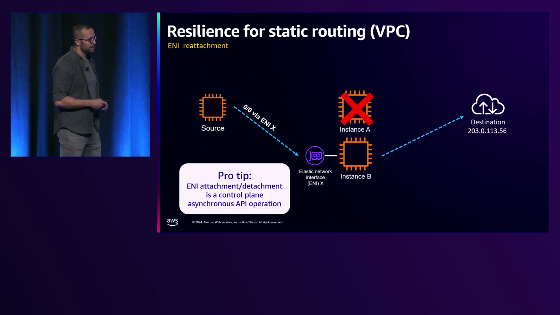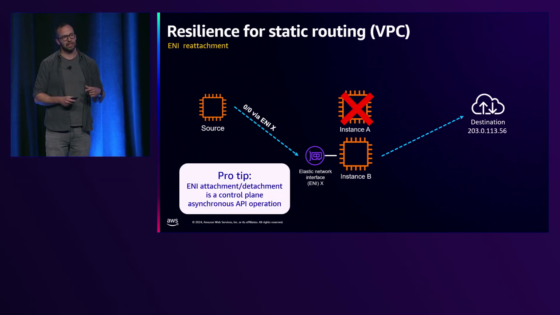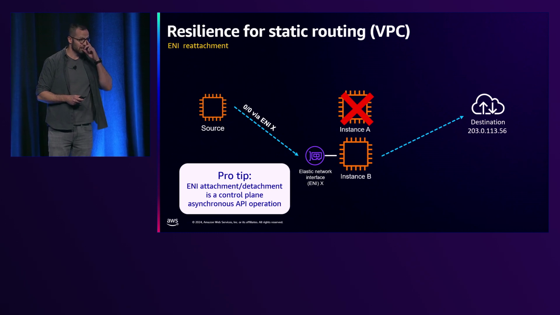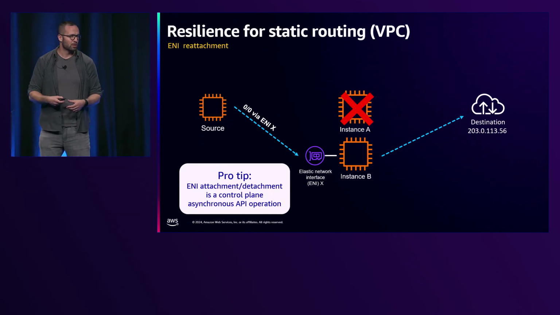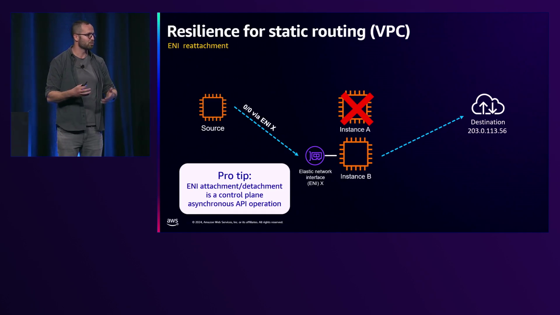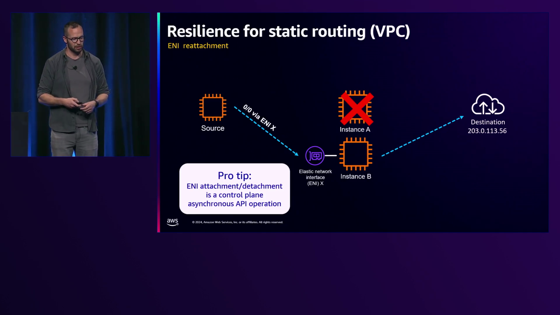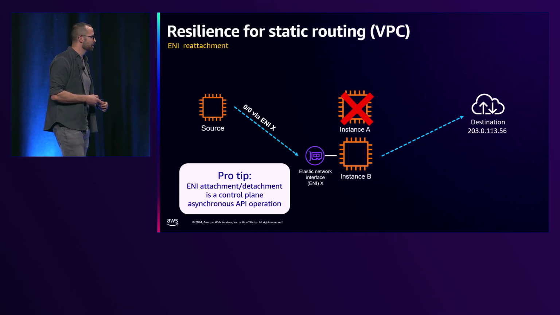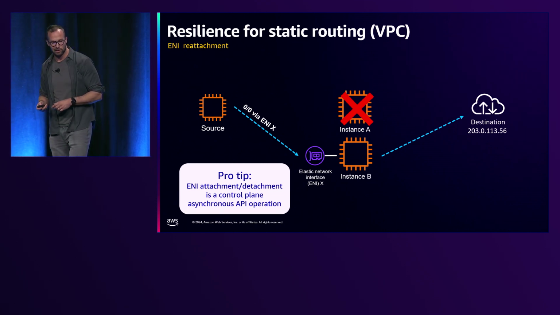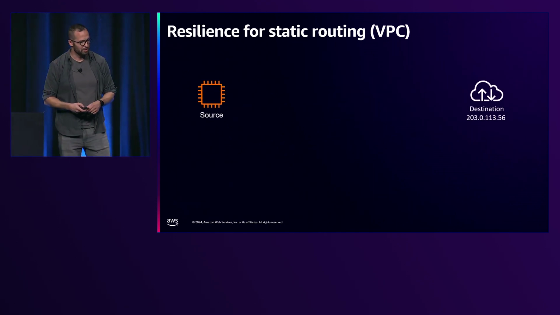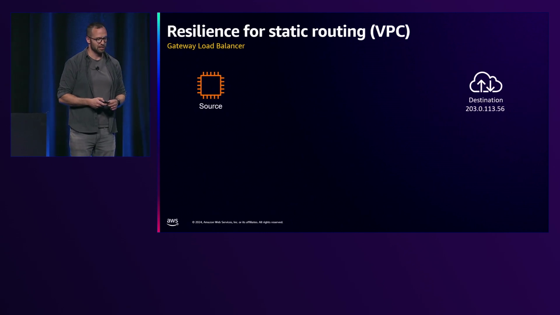Pro tip here is detaching and reattaching an Elastic Network Interface is a control plane operation, so it's an asynchronous API call. We normally don't recommend using API calls when you're doing an outage scenario, so data plane failover is the best. So you can see here straight away that this is not an ideal model. A better way to deal with resilience would be to use Gateway Load Balancer.